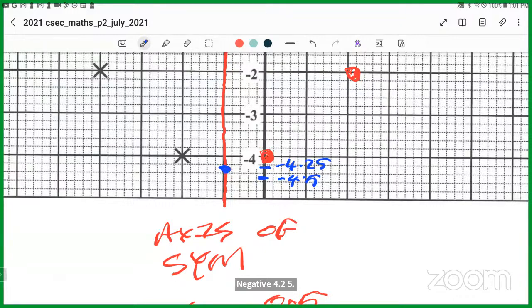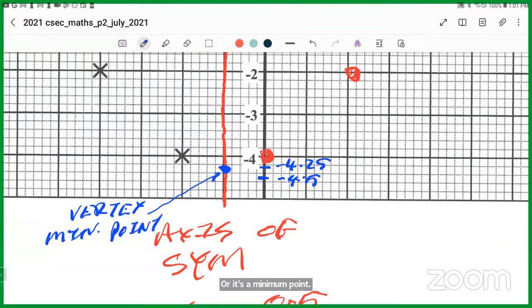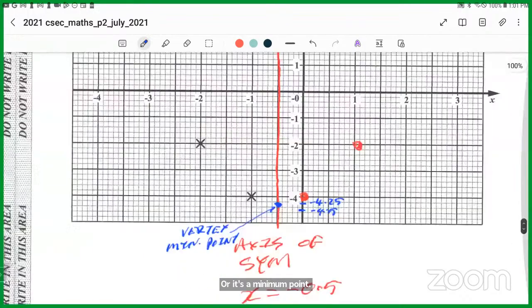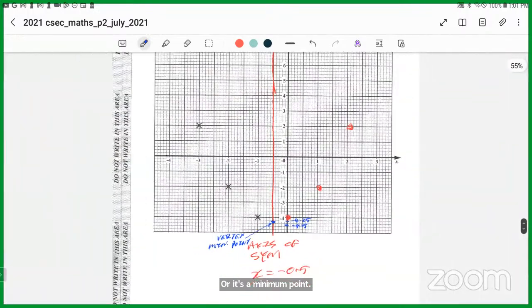The graph must come down to this point. That's the axis, that's the vertex point. That is a vertex, or it's a minimum point. All right, so the graph must pass through that. So let's draw it in blue now.